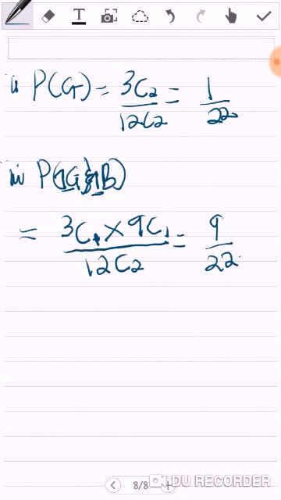Okay, so we've gone through some examples of this. This is just the combination part. You may see this in the next coming video.